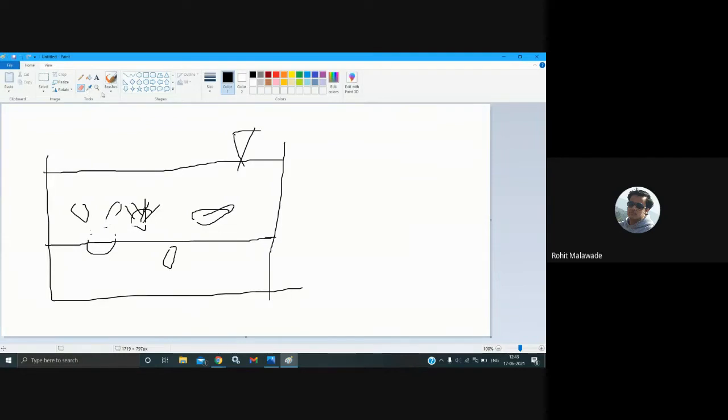But what will happen is, even though you have removed all those suspended particles from water, there will be a few more particles still in suspension in water.